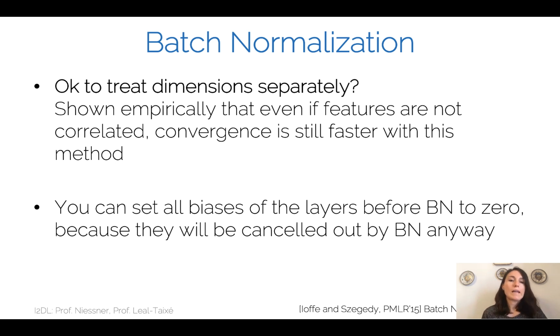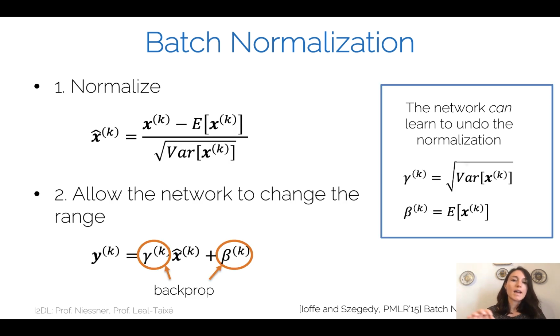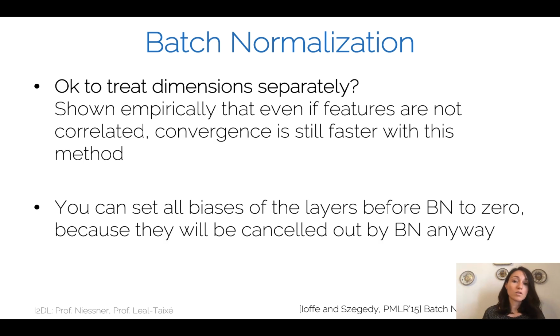So now one question that you might ask is, is it actually okay to treat these feature dimensions separately? Each of these parameters that we saw here has this index k, which means that it is absolutely different for each feature dimension. For this, we just have an empirical result that even if the features are not correlated, the convergence is still faster with this method. So again, this is just an empirical result that actually shows that batch normalization in this particular way works really well, and the convergence of neural networks that have batch normalization is actually very fast.